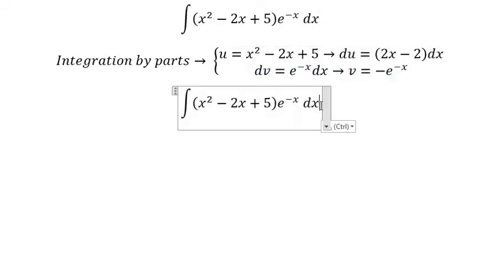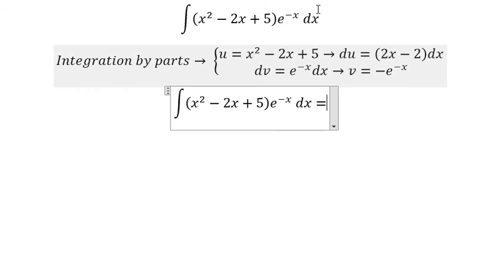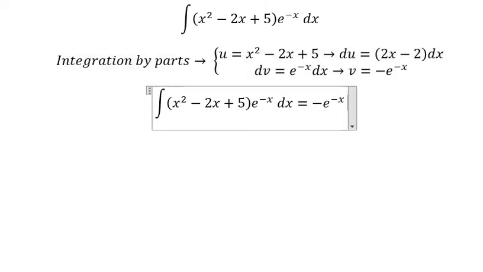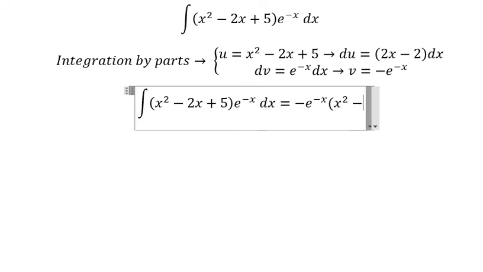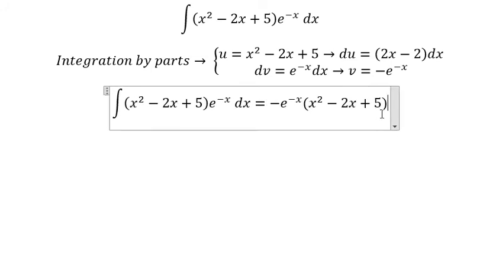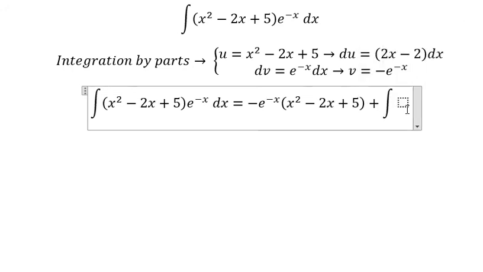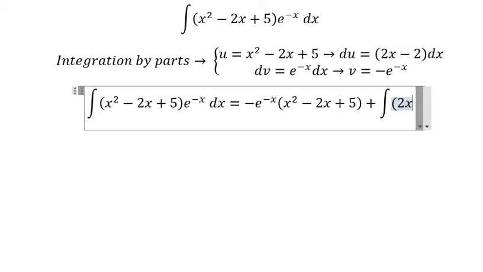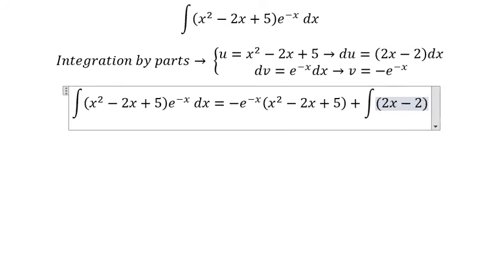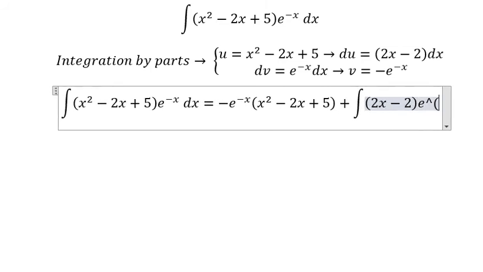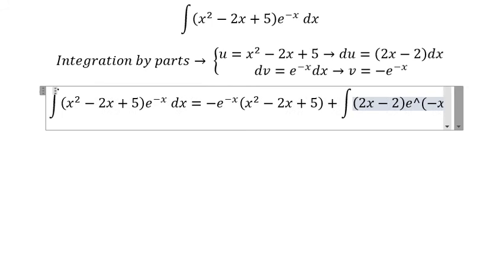So we have u multiplied with v. Because we have the negative sign in here, you get positive, and we have the integral of 2s minus 2 multiplied with e to the power of negative s ds.